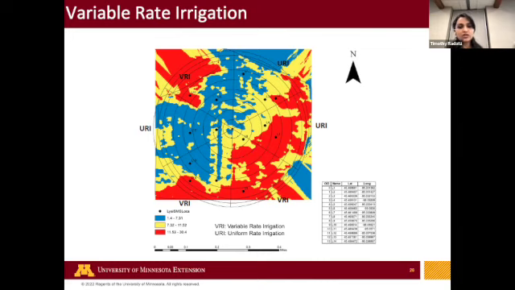So we did these management zones, and then we divided our field, which is a quarter section, into 6 pie-shaped plots. You can see on the screen that the VRI treatments are the 2 pies on the bottom and 1 on the top left. The URI is the uniform. In the uniform rate irrigation treatment, we applied the same amount of water no matter how many zones exist in the pie. Whereas in the VRI plots, we irrigated based on the management zones.